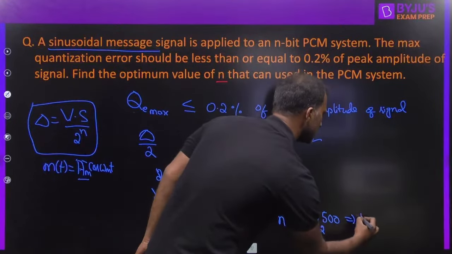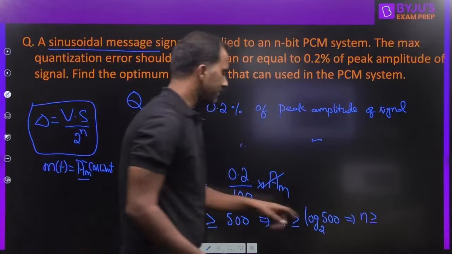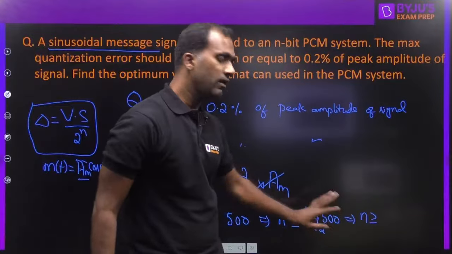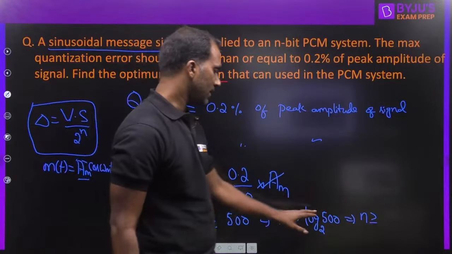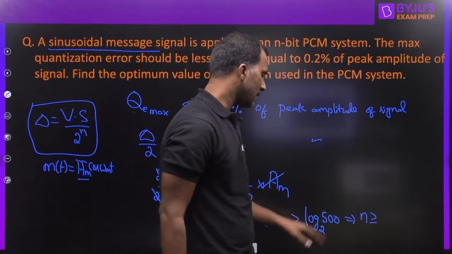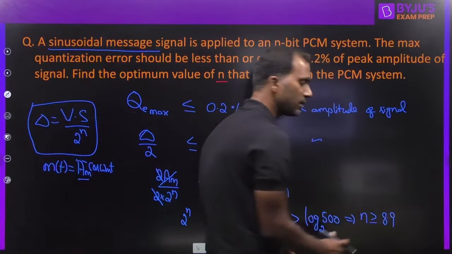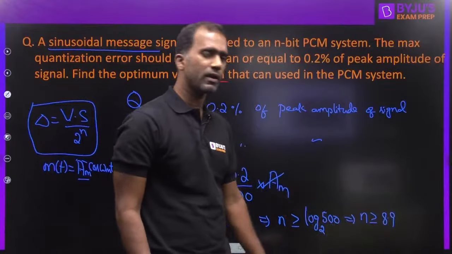This implies, what is the n value? If it is 512, it is 2 power 9. 2 power 9 is 512. But 500 is not 512, it is less than that. So n is somewhere around 8.9 or something like that. I don't know the exact value, but it is around 8.9.